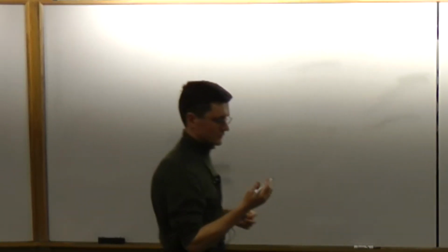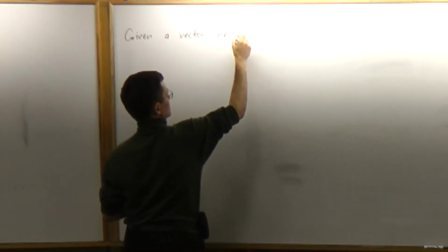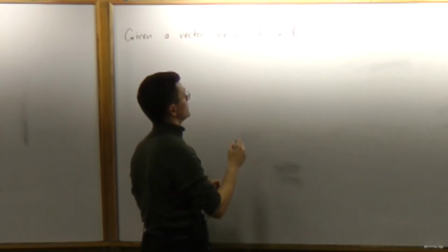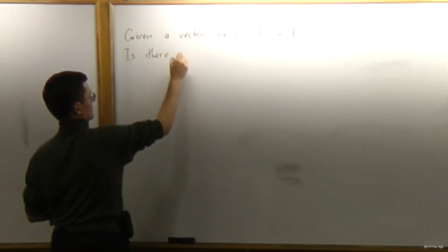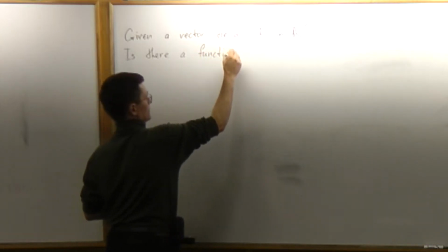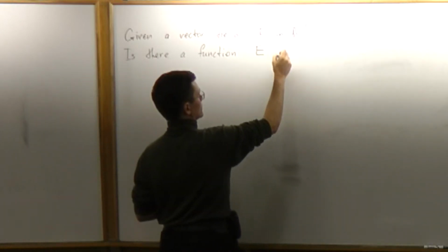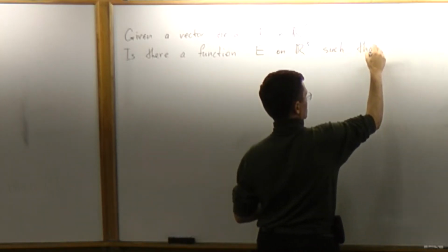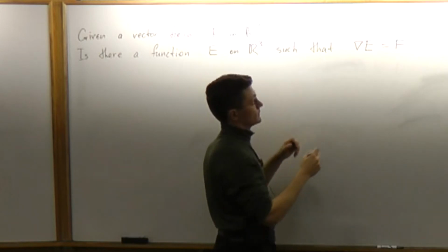So the three-dimensional problem is: given a vector field F in Euclidean space of dimension 3, the question is, is there a function, I will denote it by E, I will call it potential function, on that three-dimensional space such that the gradient of E is equal to that given vector field F?